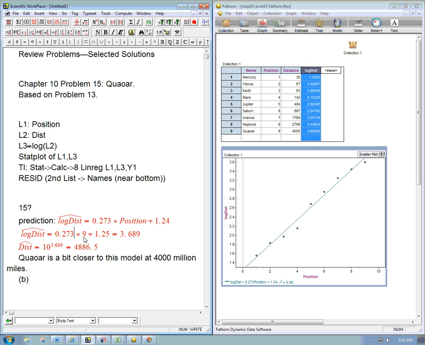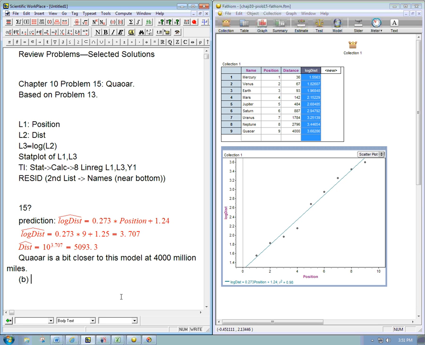And now this is going to be 273 times 9 plus 1.25. Let's calculate that. 3.707. Okay. And then the distance. Now, even though this was very similar to before, this can change somewhat because this 10 to a power can exaggerate the differences. Okay. So now it's actually up to 5,093. This model is actually a little steeper, and so it's predicting that the 9th planet would be at 5,000.